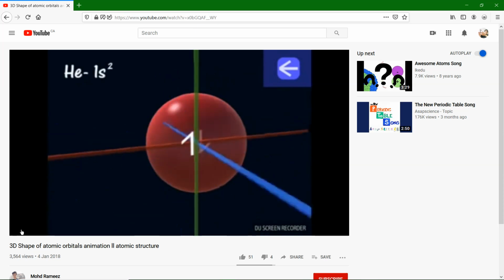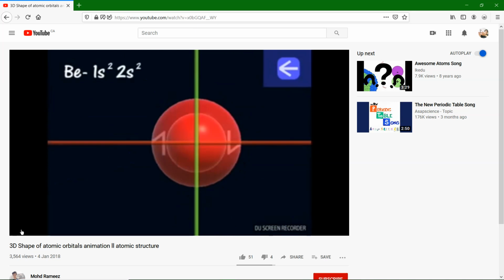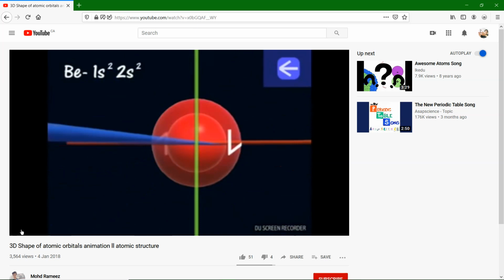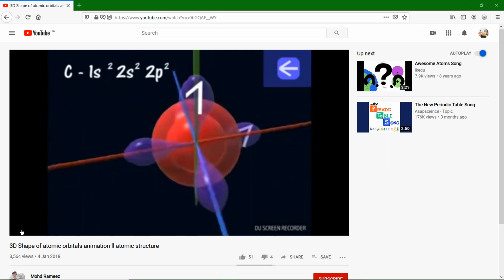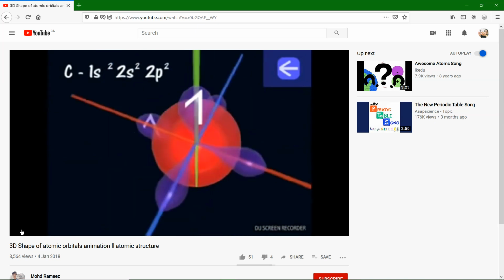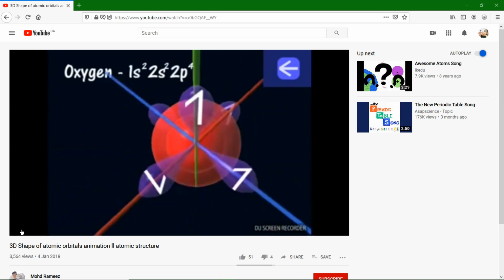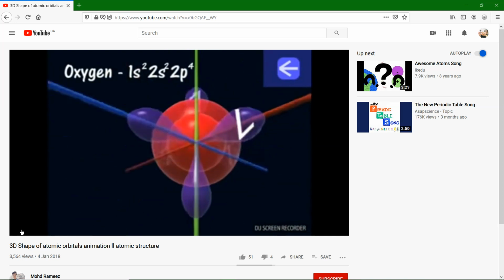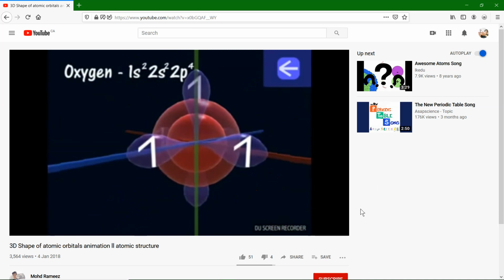There's helium. Oh, okay, this is jumping a bit ahead, but that's okay. It's getting to the next chapter. We see 2 electrons living inside the 1s subshell of helium. Beryllium has 2 electrons in the 1s and 2 electrons in the 2s. Notice that they're spin up and spin down. Carbon, 2 electrons in the 1s, 2 electrons in the 2s, and 2 electrons in the 2p. Oxygen is a total of 8 electrons, 1s2, 2s2, 2p4. So again, a bit of a preview to our next unit.